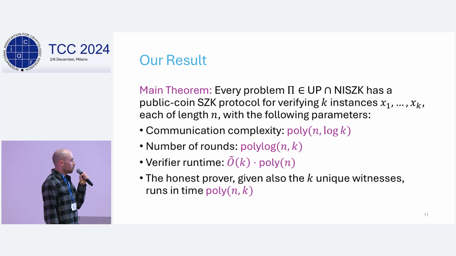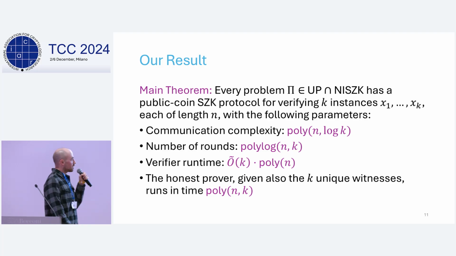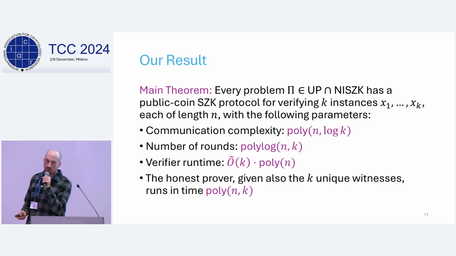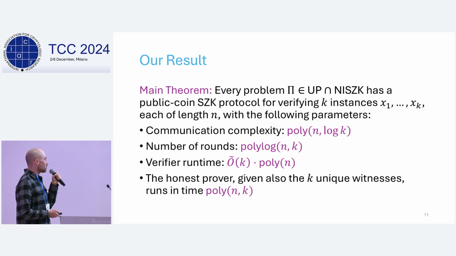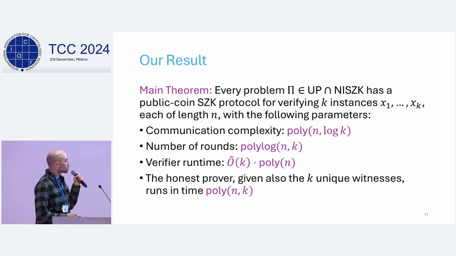And here, we really couldn't hope to achieve much better verifier runtime in terms of k because the verifier has to at least read the k inputs in the statistical security setting. And the honest prover should run in polynomial time given the witnesses, polynomial in terms of n and k. So that's the double efficiency requirement.